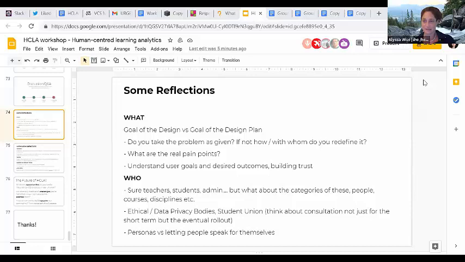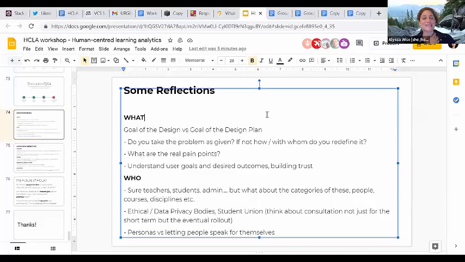Yes. Okay. Thanks. So I think some of this follows on some of the comments that Fabio and Ishan were making. One of the things that I noticed in the first question, where everyone was talking about what is, was that it was really easy to start talking about the goals for the design versus the goals for the design process.